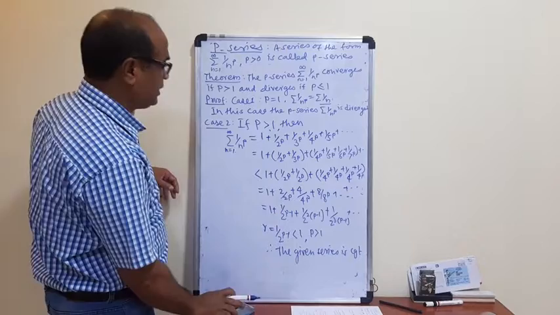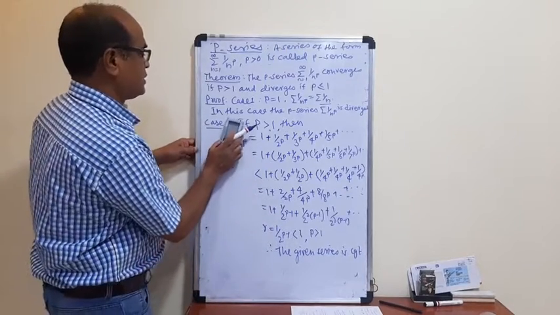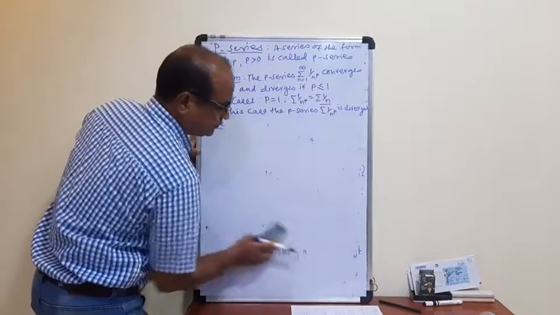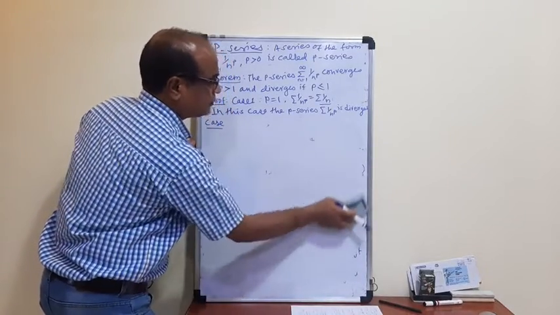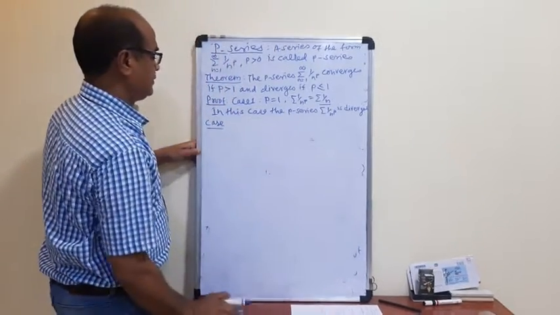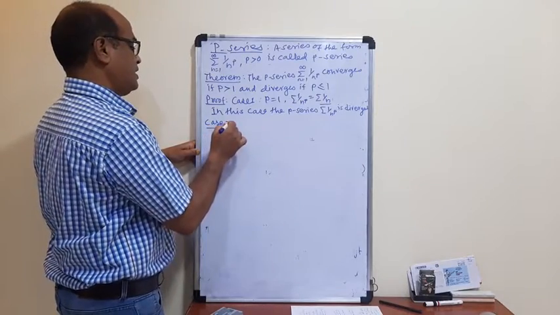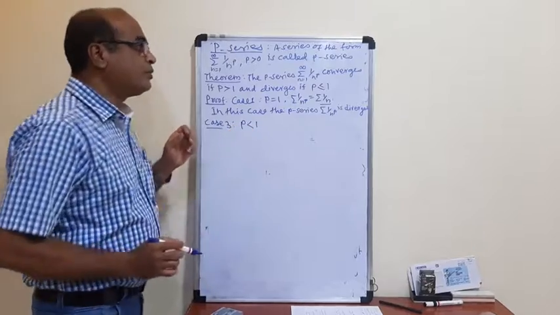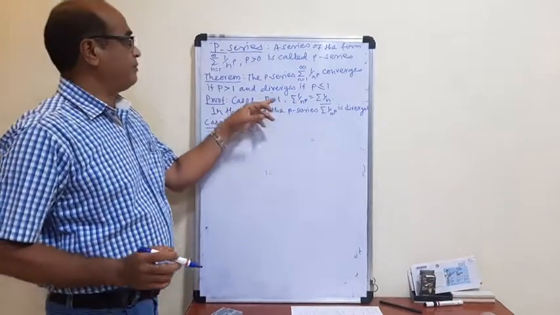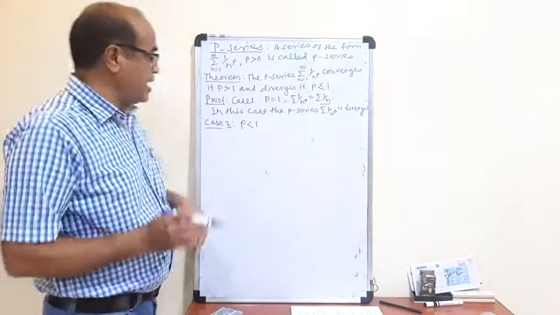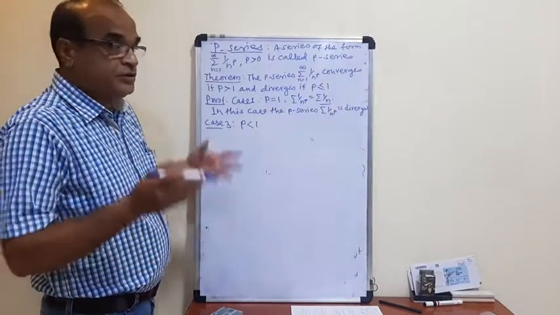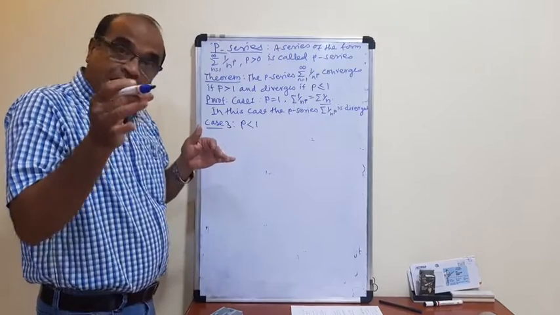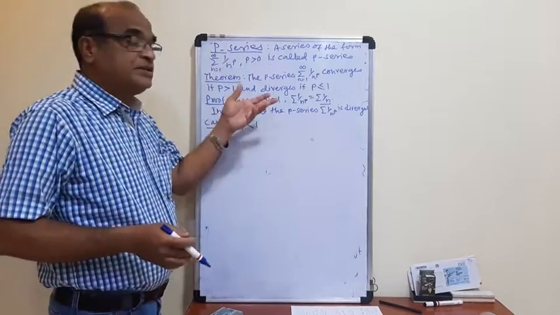Okay, now we prove the same theorem. What is the case 3? Case 3 is P less than 1. So already we prove the theorem for P equal to 1, where the series is divergent, and for P greater than 1, the series is convergent.